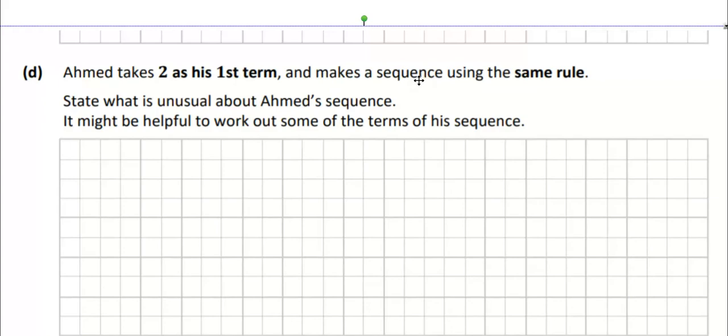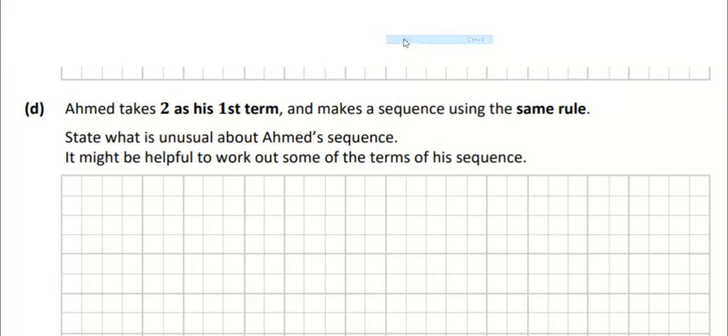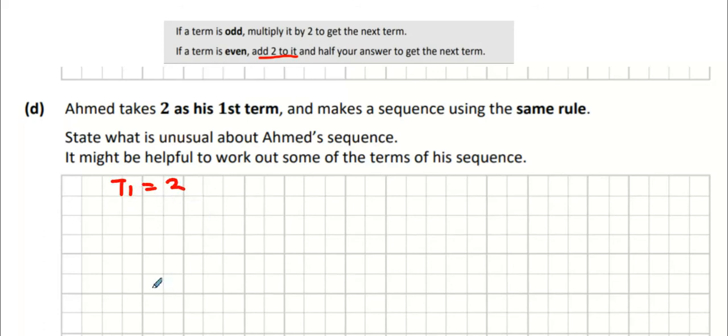Okay, so let's put this on top of the page, like so. Okay, 2 is his first term. So the term is 2. So 2 is the first term. T1 equals 2. So that's 2 on the list there. Now, if it's even, add 2 to it. So it's going to be 2 plus 2, which is 4. Half your term to get the next term is 2. So 2 turns to 2.